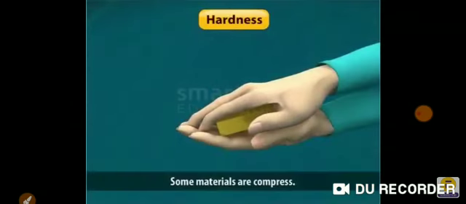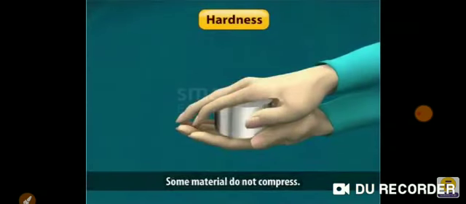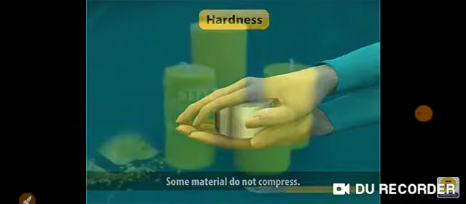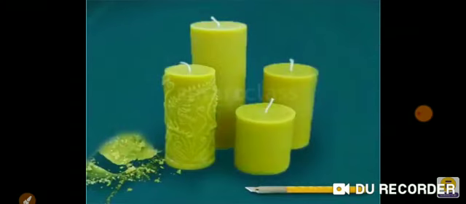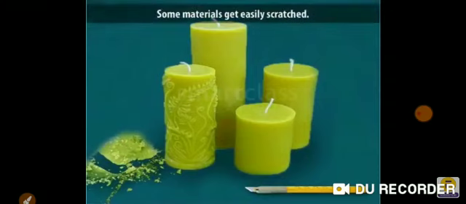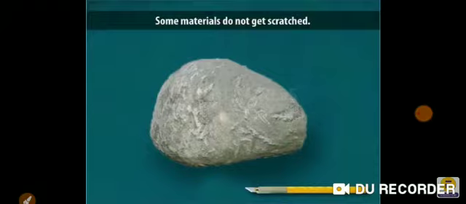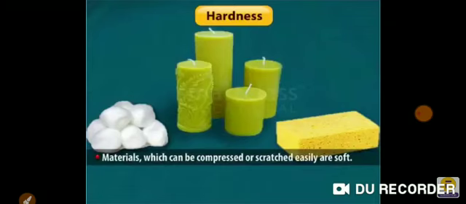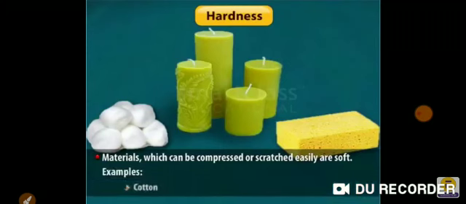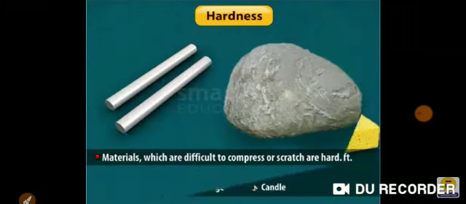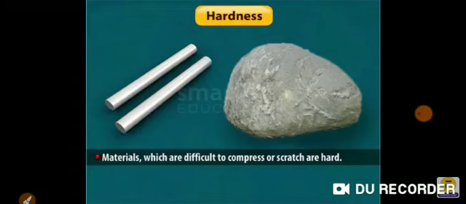The next property is hardness. If we press certain materials with hand, some of them compress while some do not. Likewise, if we scratch certain materials with a metal key, some of them get easily scratched while others do not. Materials which can be compressed or scratched easily are soft. Examples are cotton, sponge, and a candle. In contrast, materials which are difficult to compress or scratch are hard. Examples are iron and stone.